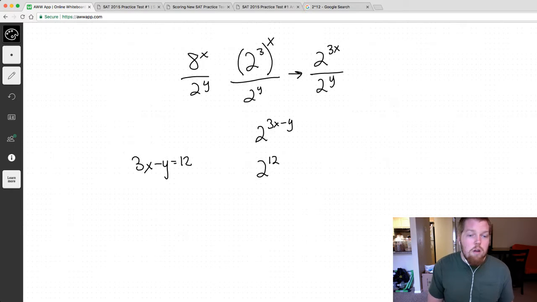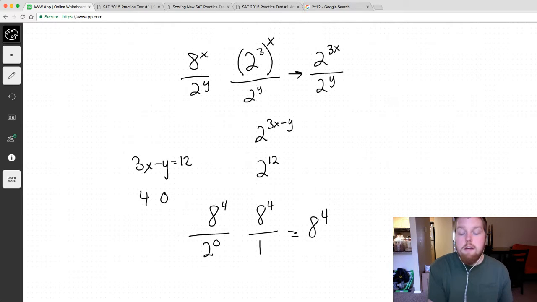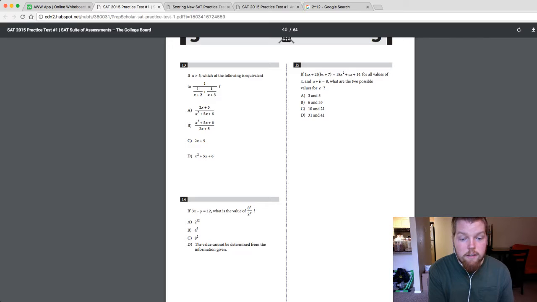Now the way that I did it, where I made up a solution, and I put in 4 and 0, and that worked because 3 times 4 is 12 minus 0 is 12. Then I got 8 to the 4th power over 2 to the 0 power. And that's 8 to the 4th power divided by 1, which was 8 to the 4th power. And without a calculator, like they did, I have 8 to the 4th power, which is not the same form that any of the answers are in. There's 8 squared, but that's not what I have.